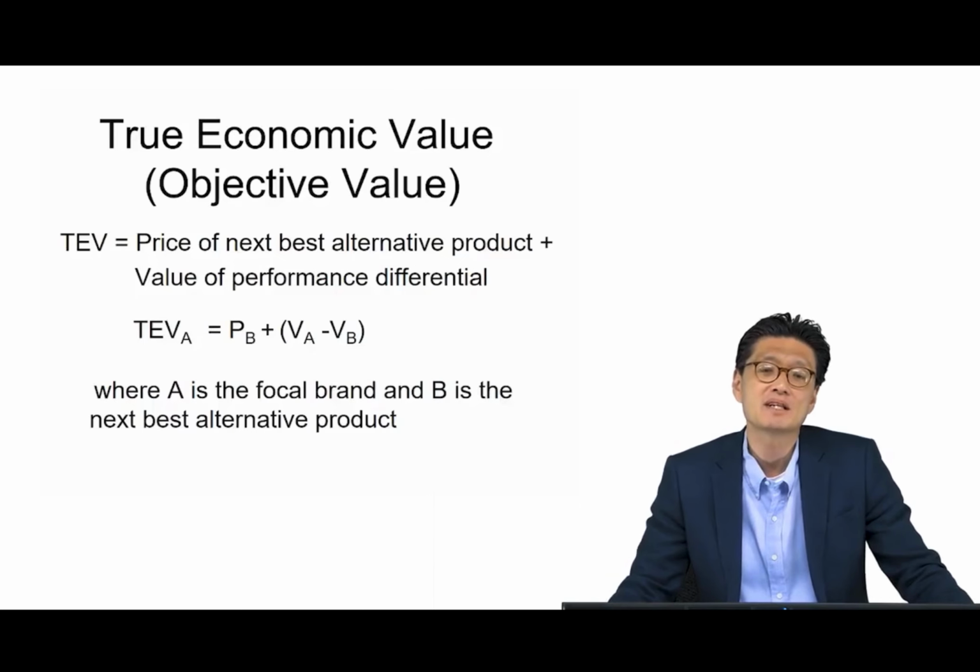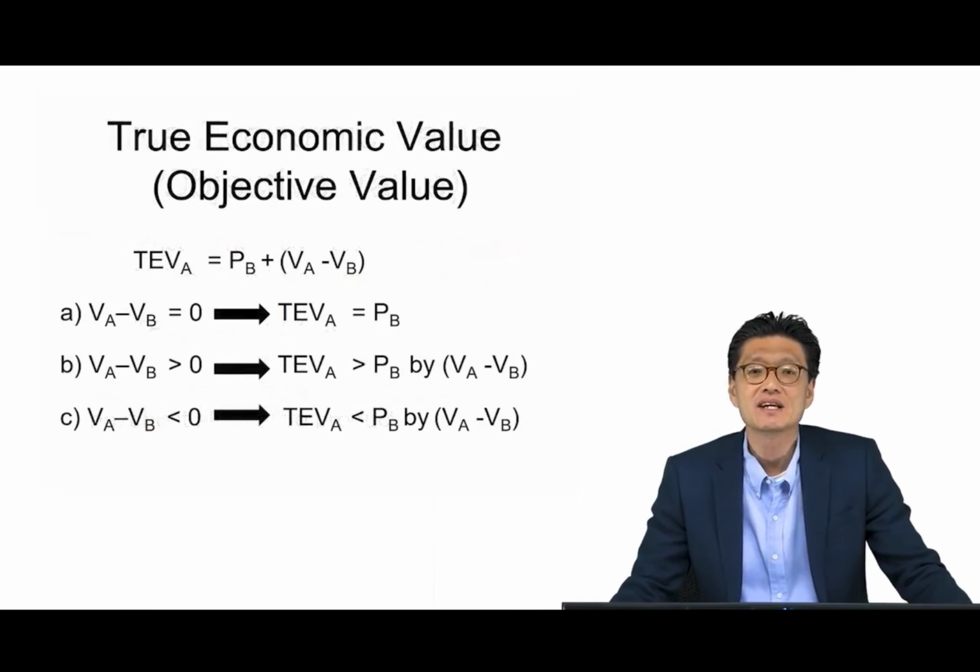V_A minus V_B, the difference between the two brands in terms of value, that's delta V, right? Because delta means change, the difference. So again, that's TEV_A equals P_B plus V_A minus V_B. Now let's dissect this in greater detail in the next slide.